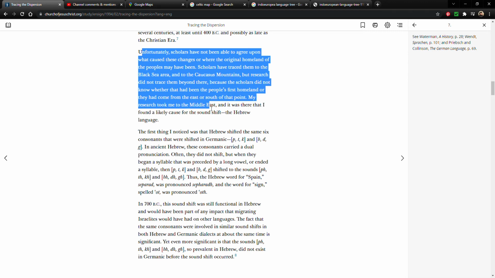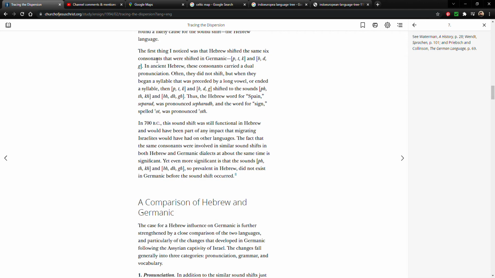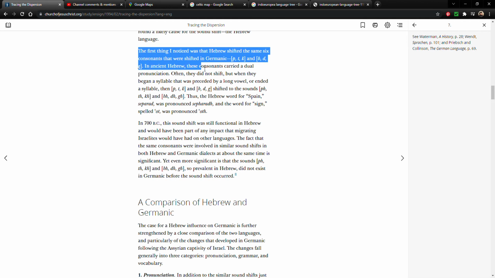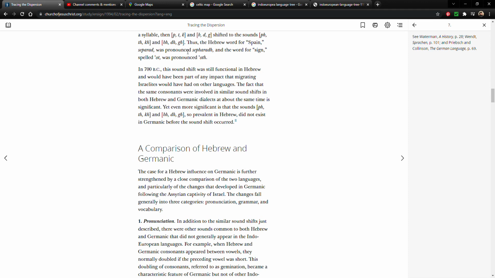My research took me to the Middle East, and it is there that I found a likely cause of the sound shift, the Hebrew language. Cool, good job. The first thing I noticed was that Hebrew shifted the same 6 consonants that were shifted in Germanic, and that was what we just read, the PTK and the BDG. In ancient Hebrew, these consonants carried a dual pronunciation. Often they did not shift, but when they began a syllable, okay, we're going to move past the technical stuff. Thus, the Hebrew word for Spain, Sepharad, was pronounced Sepharada.